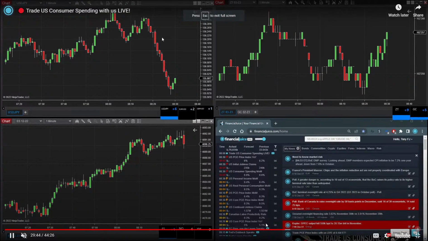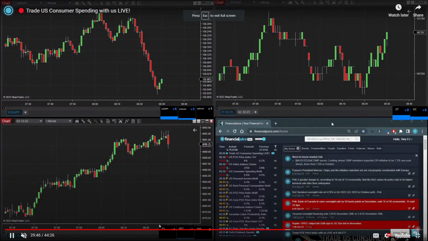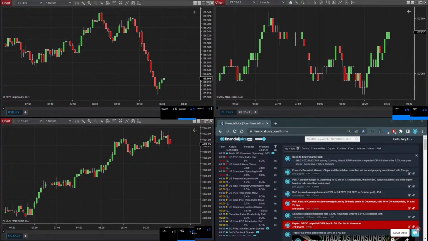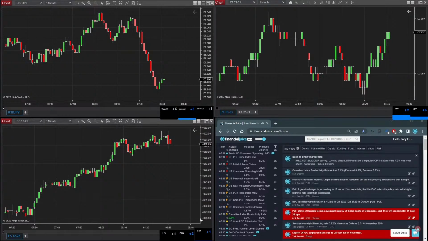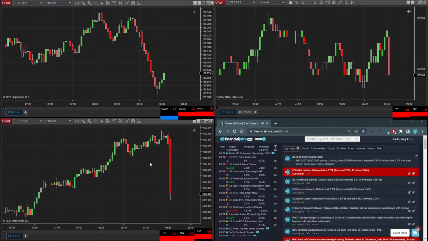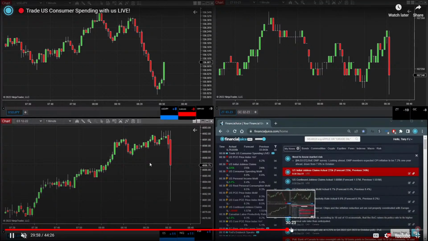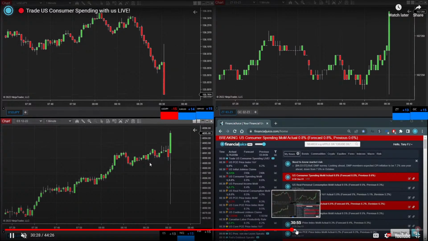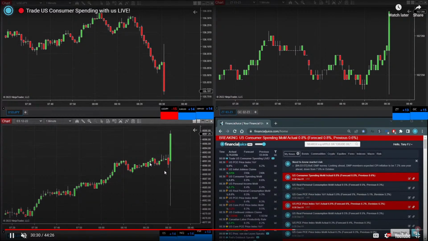Okay, so there we go. That was about 3 seconds before the release. This is a prior release that we had. You would also have initial jobs claims data coming through too. If I skip ahead a little bit, will the data come out? This is the S&P 500. This is the dollar yen and your bond price.